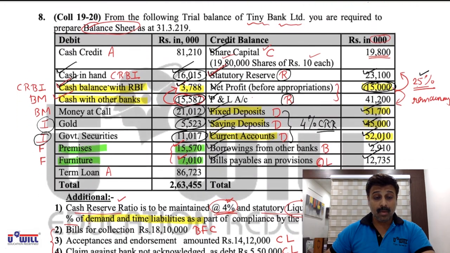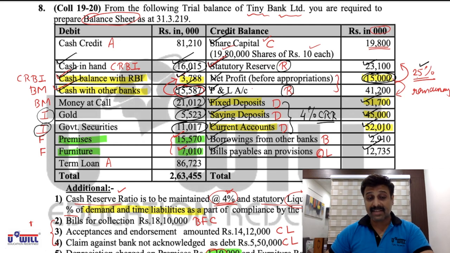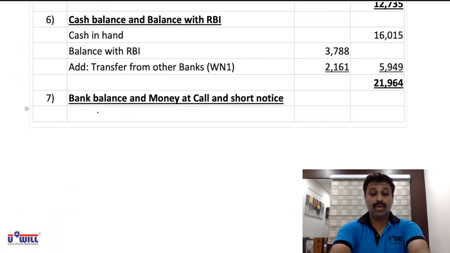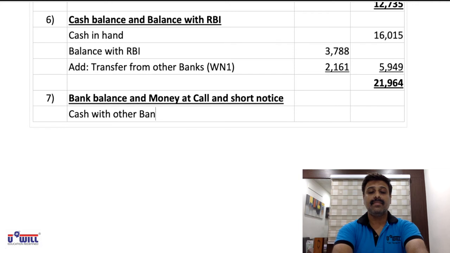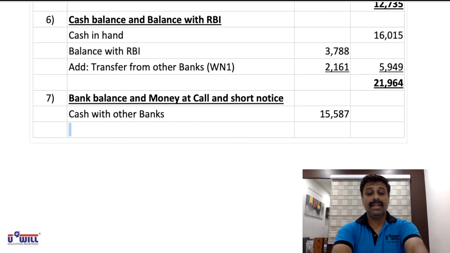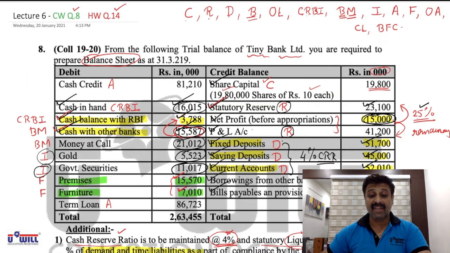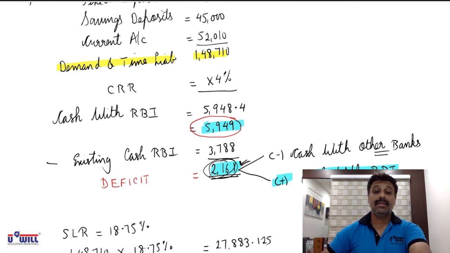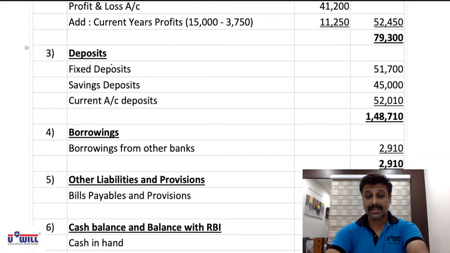Two items will be included. One is this cash with other banks, 15587. Here again, tick means you'll write it in the inner column, because from that we have to transfer the amount to RBI. So bank balance means cash with other banks, 15587, you have to show it in the inner column. Now in that we have to add transfer to RBI. How much have we transferred to RBI from 15587? As per working note 1, this 2161, as we have marked over here, we have to minus from cash with other banks. So that amount is 2161, which we have to minus.